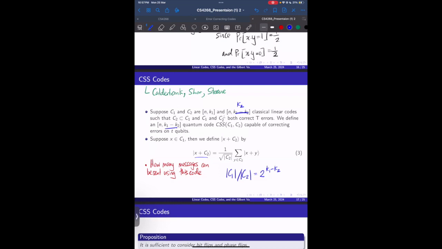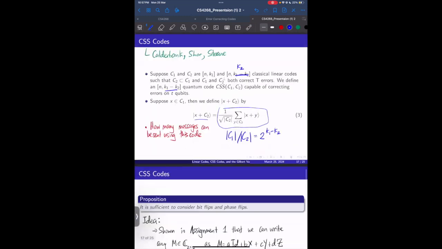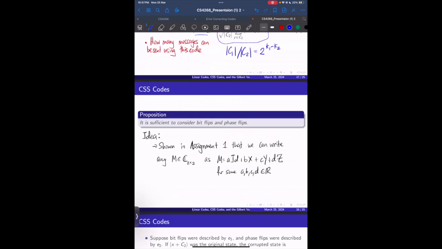Given this codeword that we send over, what can go wrong? I claim that it's sufficient to just consider bit flips and phase flips. Why? We showed in assignment 1 that we can write any 2 by 2 complex matrix as a linear combination of the Pauli matrices along with the identity. Furthermore, we know that we can write Y as i times XZ.